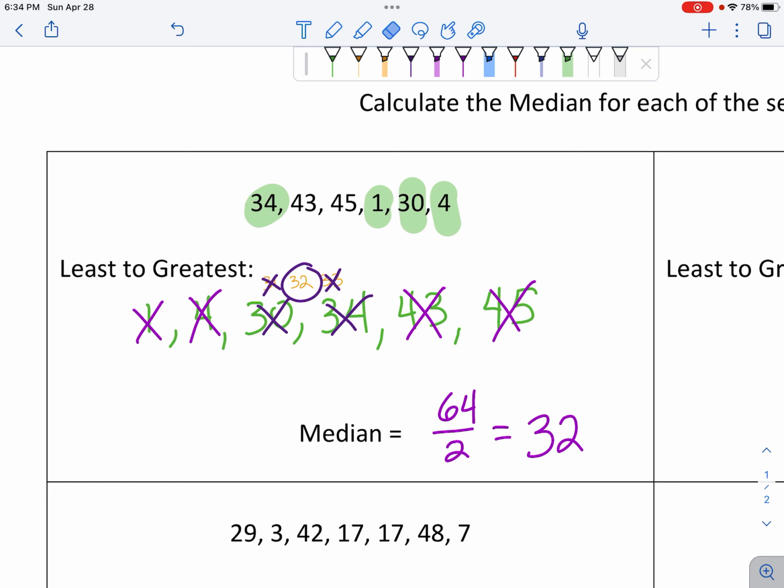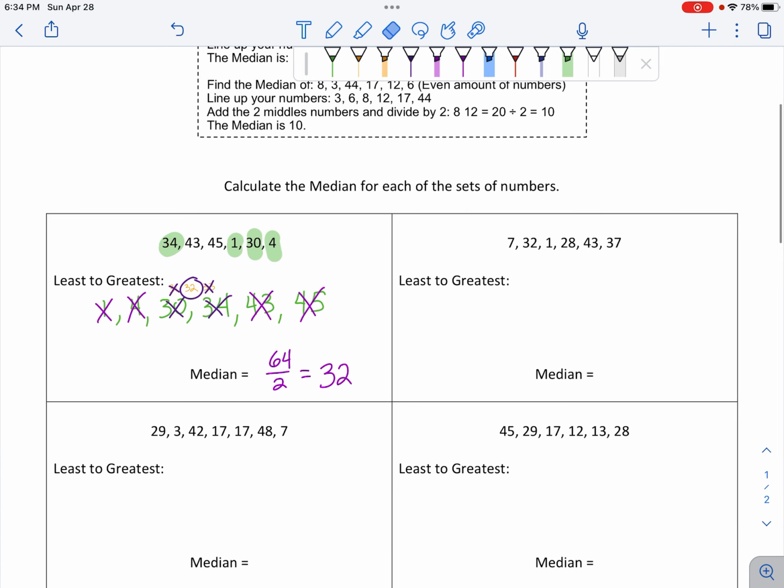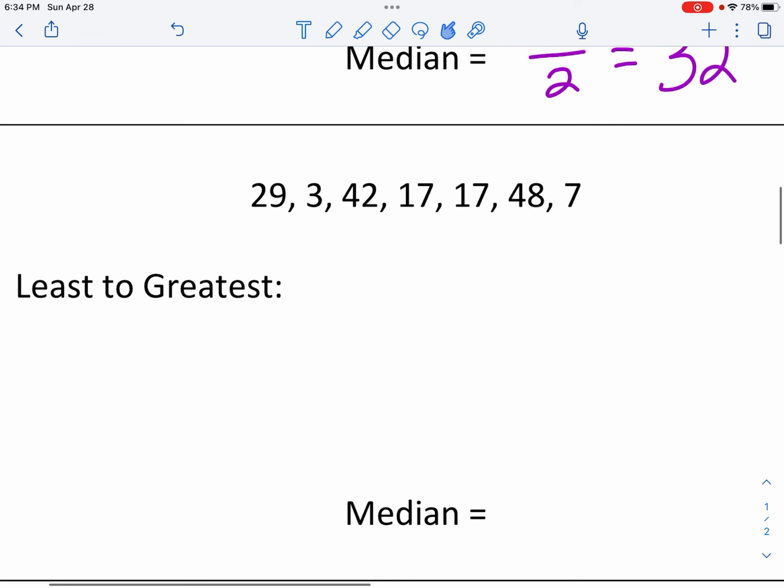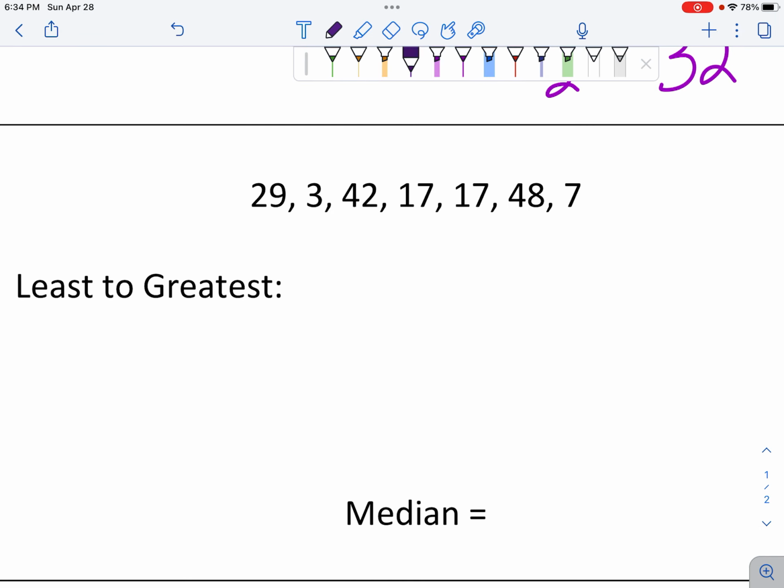Okay, let's do one more. Let's do the one right below it. I'm just counting how many numbers are in the list. 1, 2, 3, 4, 5, 6, 7. That's why I picked this one.